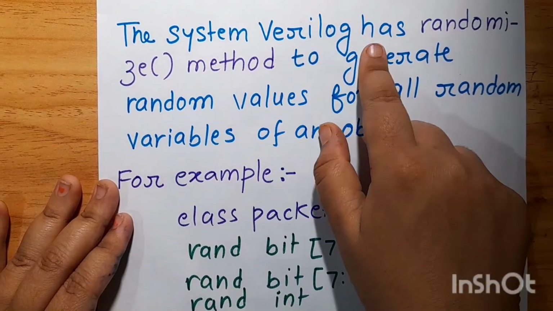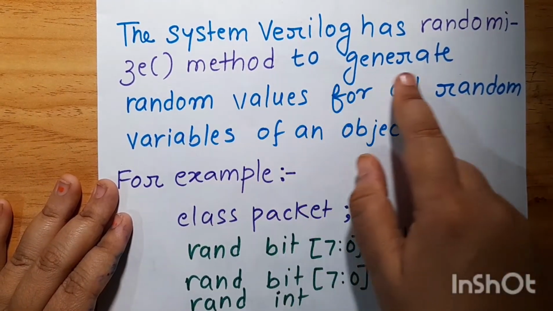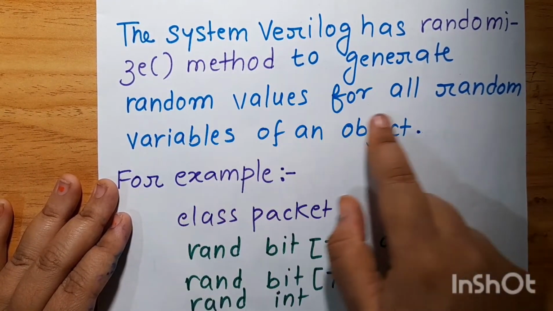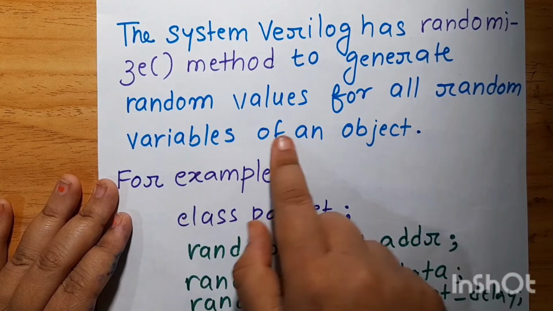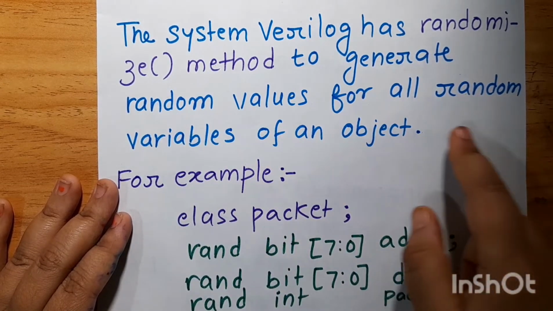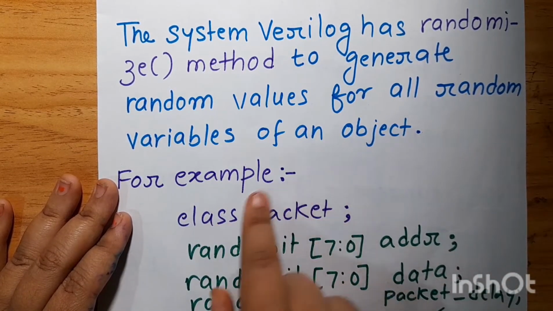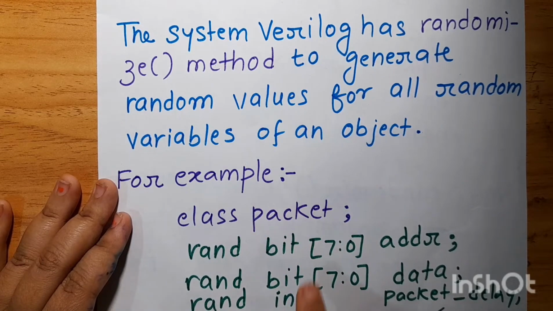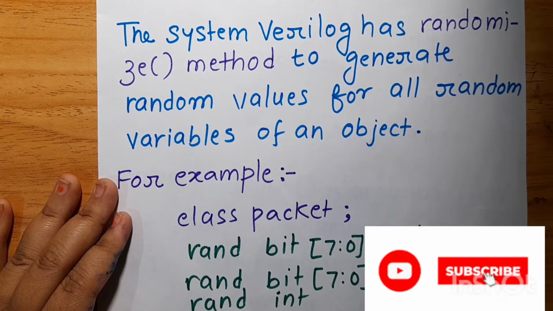SystemVerilog has the randomize method to generate random values for all random variables of an object. So we will make an object of the class packet, and in the class packet, address, data and packet delay are all rand in nature. So when we call the randomize function, these variables will be randomized.